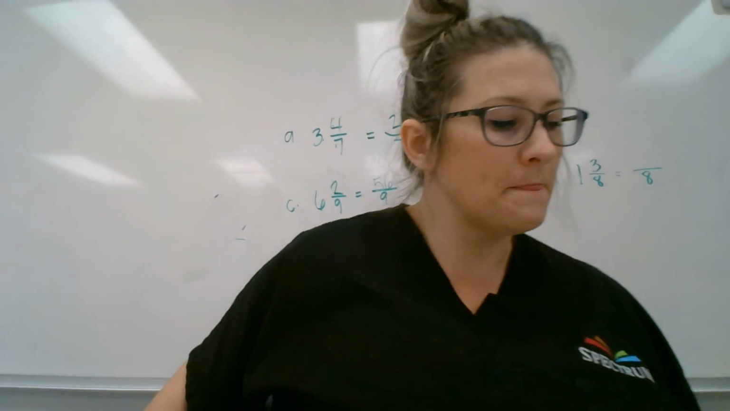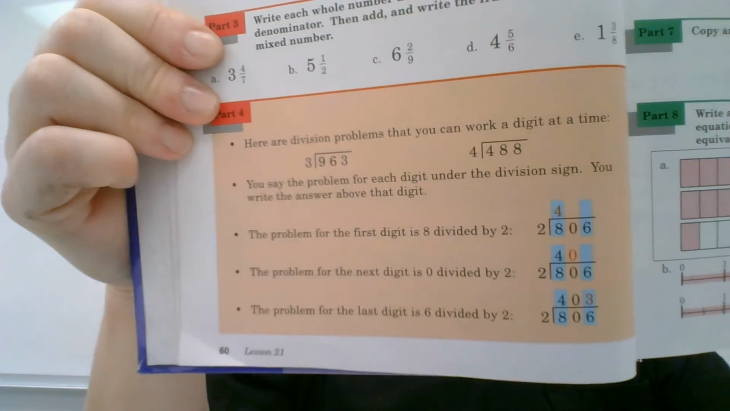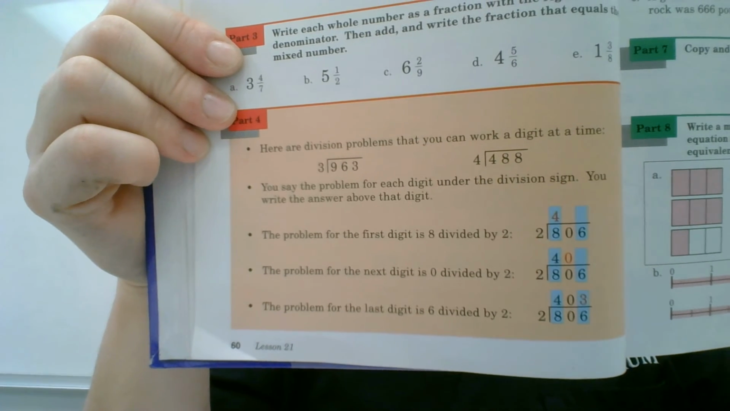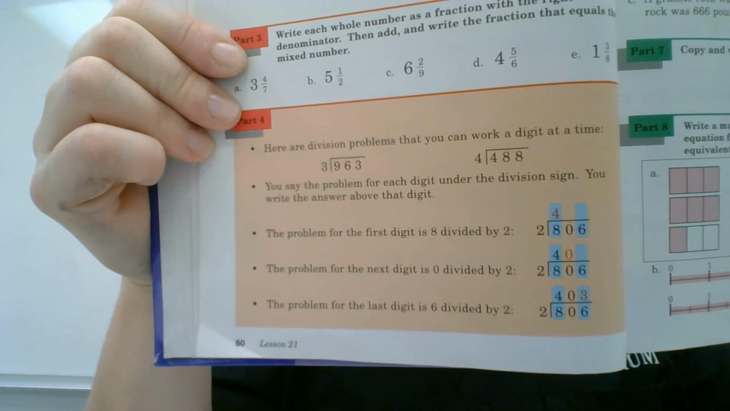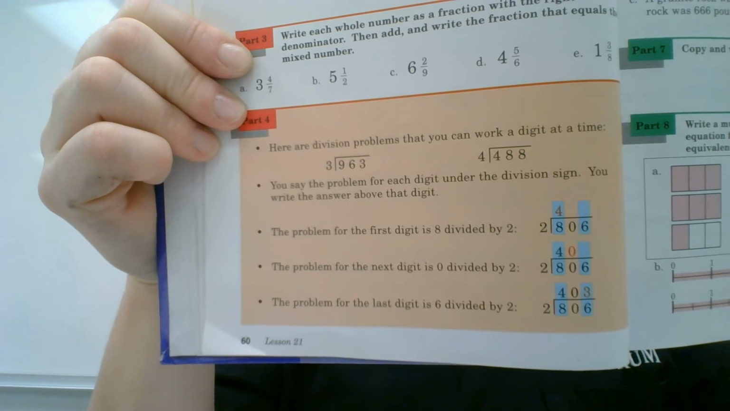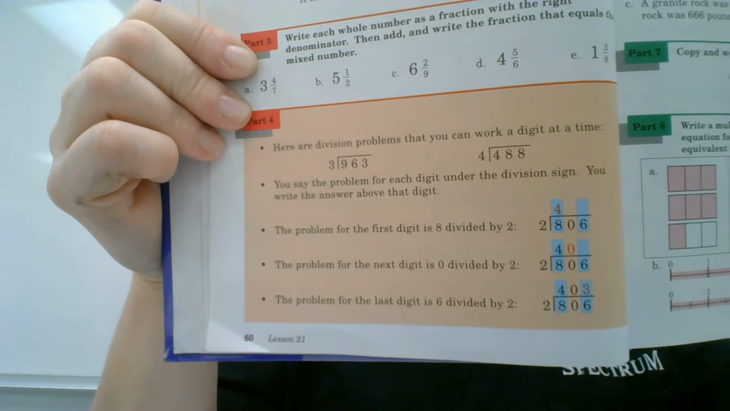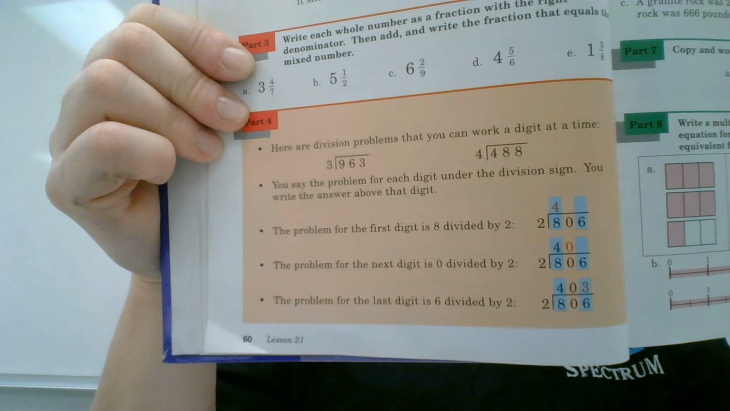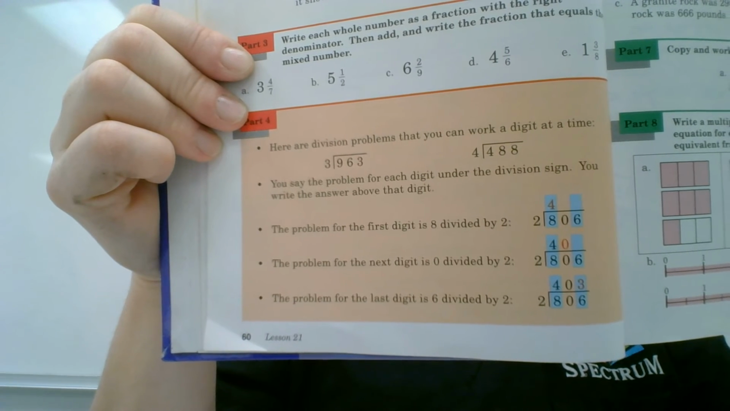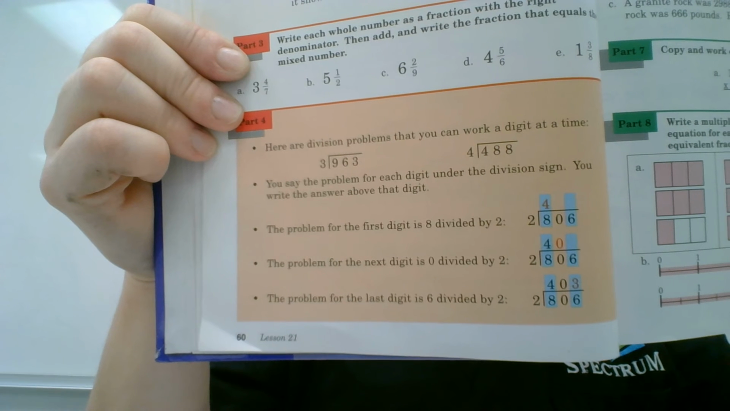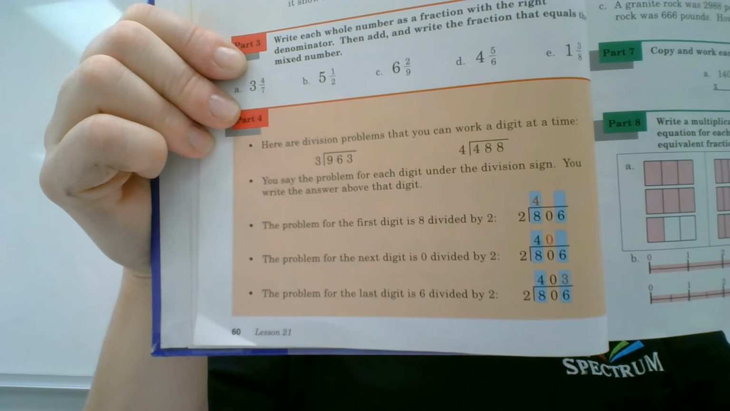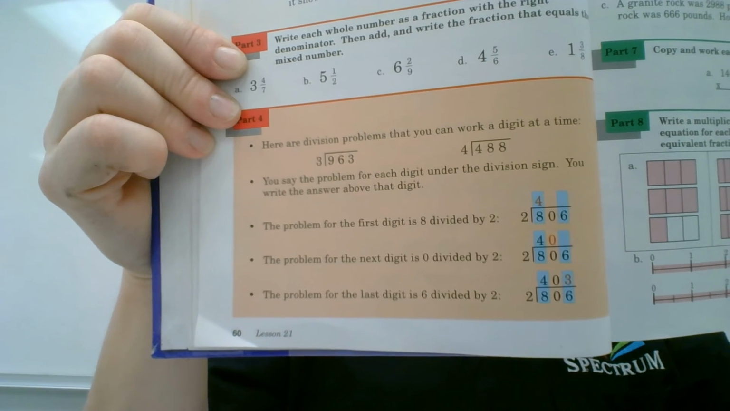Okay, part 4. I'll read what it says. Follow along. Here are division problems that you can work a digit at a time. You see the problem for each digit under the division sign. Then you write your answer above that digit. Look at the first problem. It says 806 divided by 2. The problem for the first digit is 8 divided by 2. The problem for the next digit is 0 divided by 2. The problem for the last digit is 6 divided by 2. You can see the answer to each problem. Remember, for these problems, work the problem for each digit.